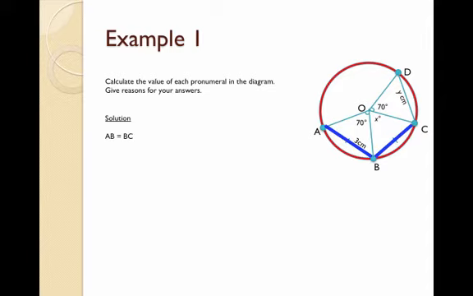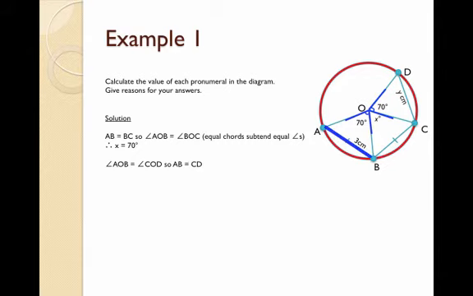We start by noting that AB is equal to BC, so we can say that angle AOB is equal to angle BOC because equal chords will subtend equal angles. Therefore, our x is 70 degrees. Then we note that angle AOB is equal to angle COD. So therefore, AB is equal to CD because equal angles will subtend equal chords. Therefore, y is 3 centimeters. Note that the two reasons given are not identical, but the converse of each other.